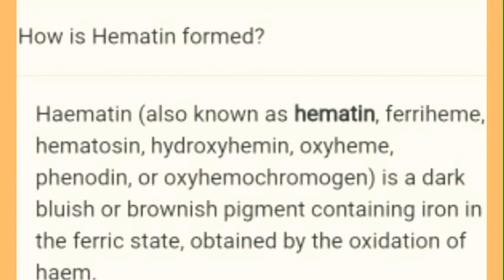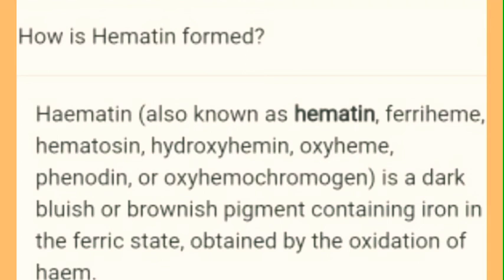How is hematine formed? Hematine, also known as ferriheme, hematin hydroxide, oxyhemin, oxyheme, or oxyhemochromogen, is a dark bluish or brownish pigment containing iron in the ferric state, obtained by the oxidation of heme.